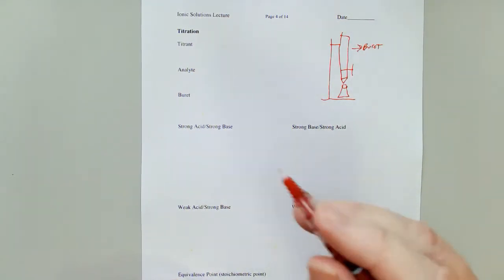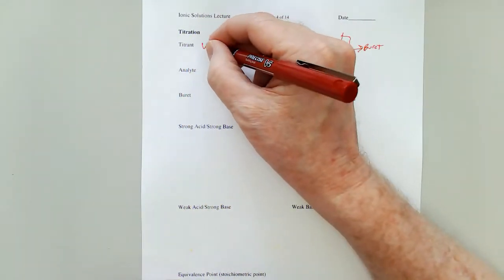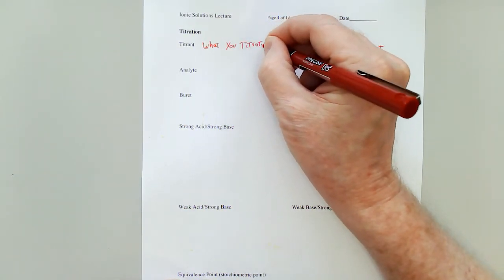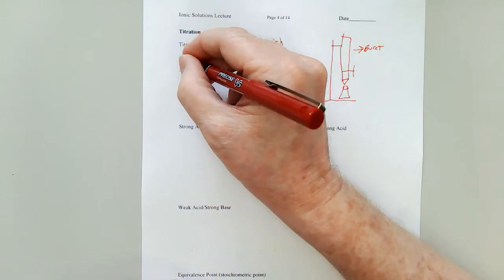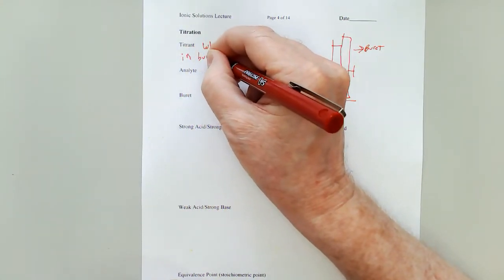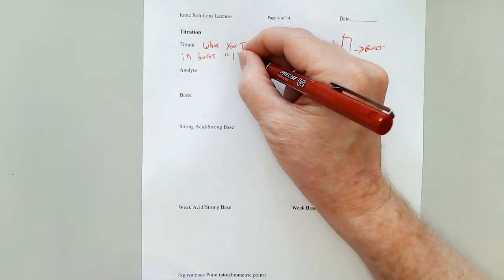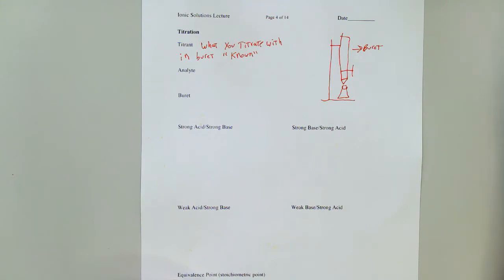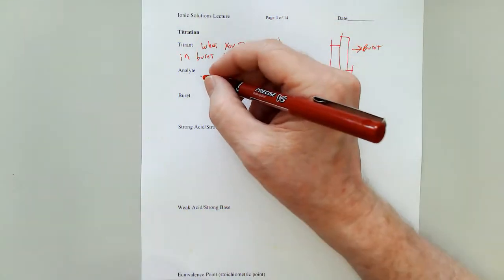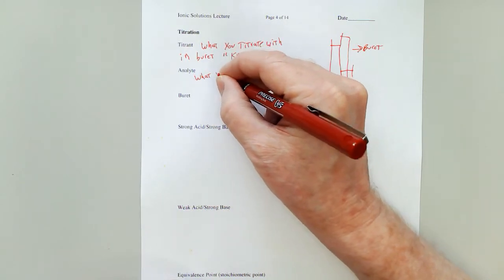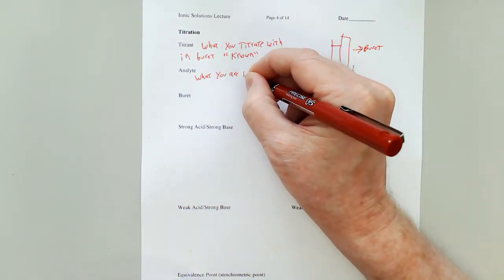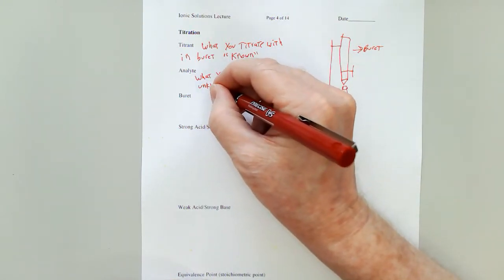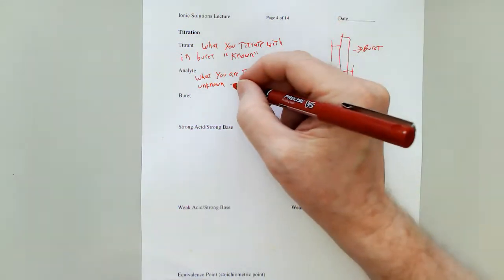Okay, so what is the titrant? The titrant is what you titrate with. It is in the burette, and most importantly, it is a known solution. We will know its concentration to a great deal of precision. The analyte is what you titrate, what you are titrating. It is an unknown, and it'll be down in the flask.